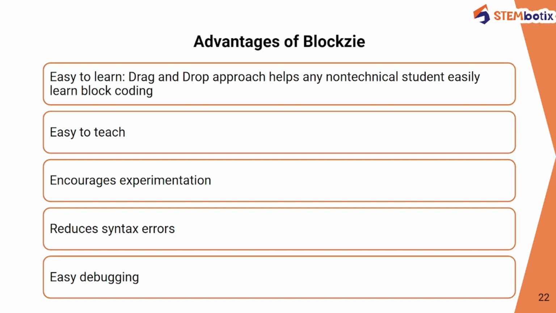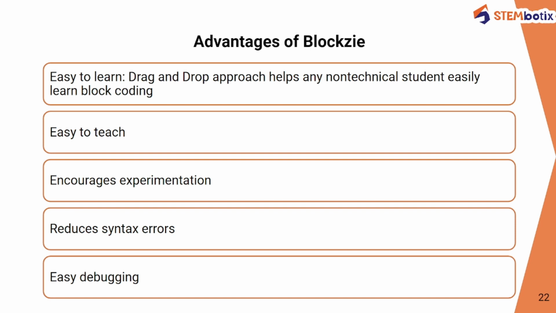Then easy to teach. So this Blockzie software, or you can say block coding, is very easy for students to understand and hence it is easy to teach them also. Then after we have encourages experimentation, means in the block coding session what you are going to need is just connecting one or more blocks in a sequential manner. Hence it encourages experimentation, means you can easily experiment using different kinds of blocks, attaching them with one another. So it encourages experimentation in oneself.